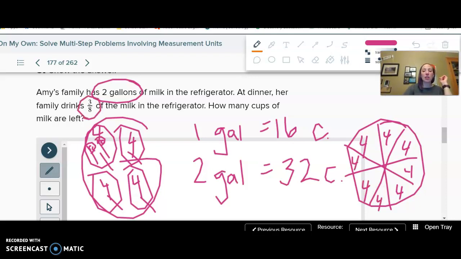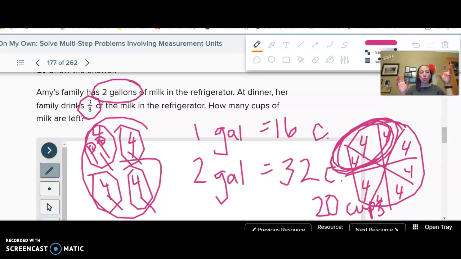But they drink 3/8 of them, so they drink these ones. So then these 5/8 are the ones that are left. 4, 4, 4, 4, 4. 5 fours is 20 cups. If you didn't totally follow that, it's okay. But I just want to show you that, even though we haven't really done this multiplying with fractions bit, I can figure out 1/8 or 1/4 or 1/3 by dividing it into that many pieces. And then I can just multiply by how many pieces I need.